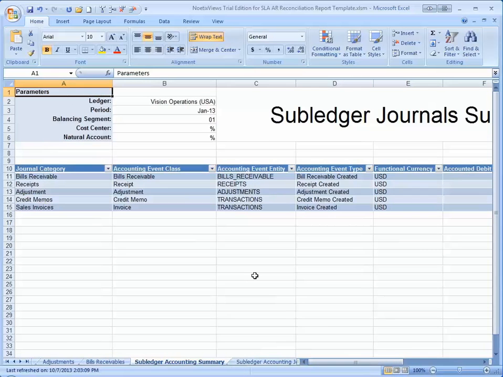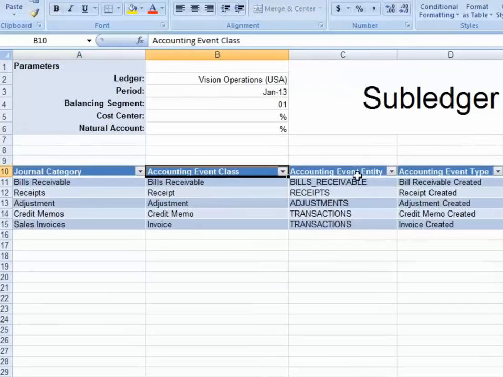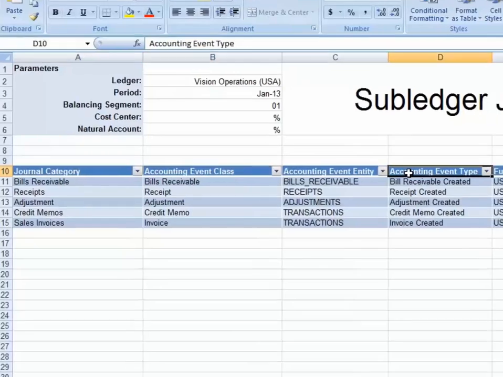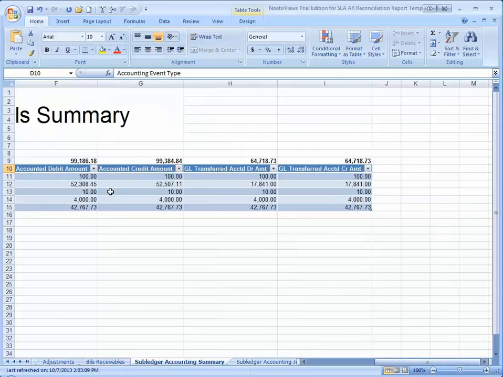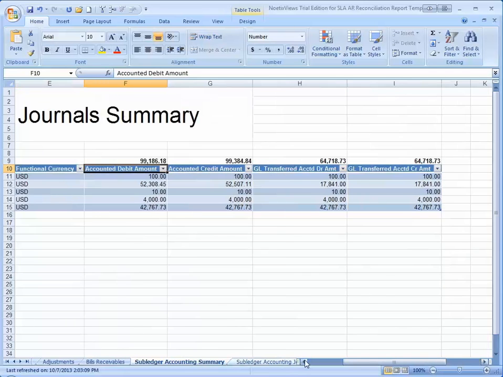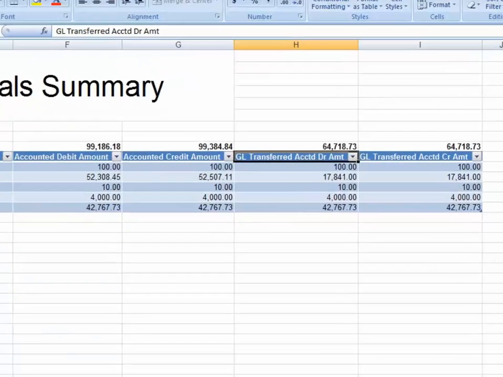The Subledger Accounting Journals Summary tab displays the summarized SLA debit and credit amounts grouped by journal category, accounting event class, and accounting event entity and type. It includes the accounted amounts in the subledger accounting and the amounts transferred to GL. As you can see here, this is what's accounted and is in SLA. And here's the amounts that are actually transferred to the general ledger.